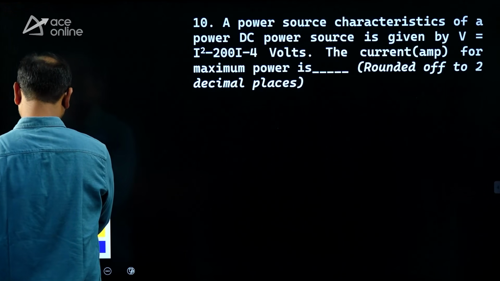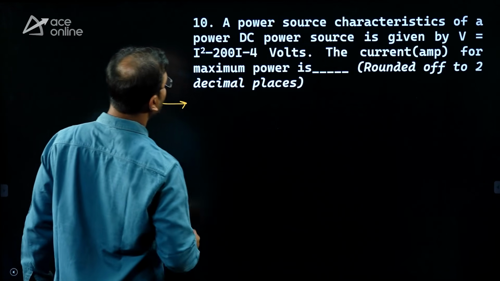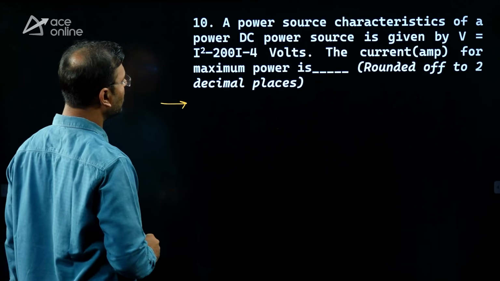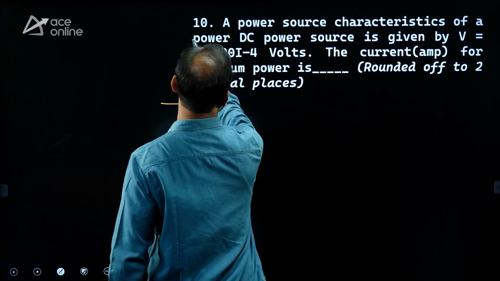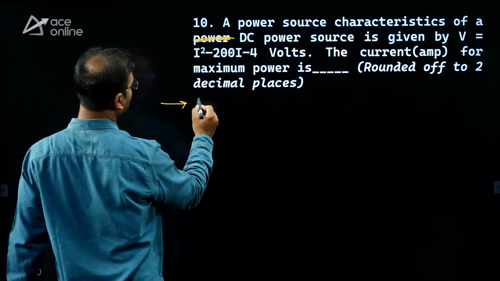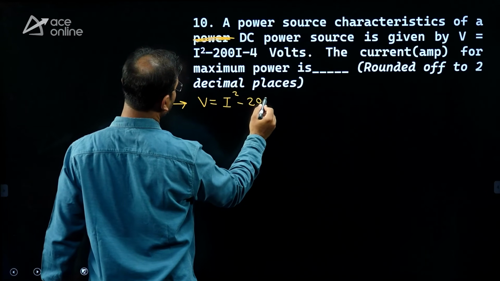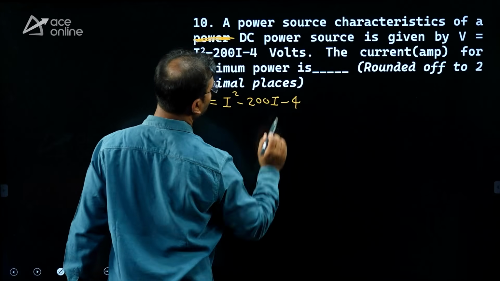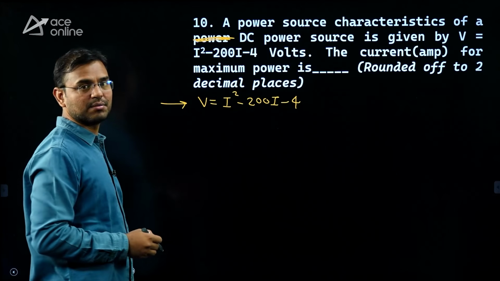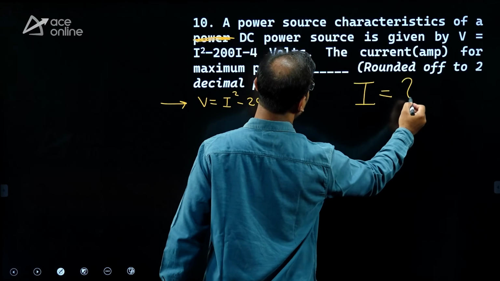A power source characteristic of a DC power source is given by V equal to I square minus 200 I minus 4 volts. The current in ampere for maximum power is, here we have to calculate the current, guys.